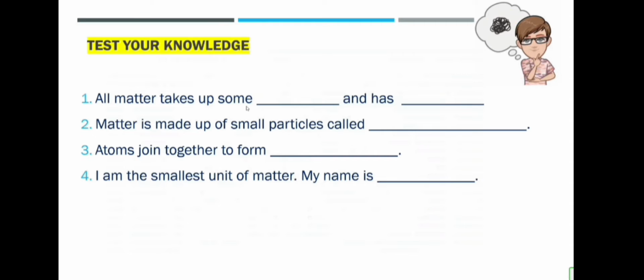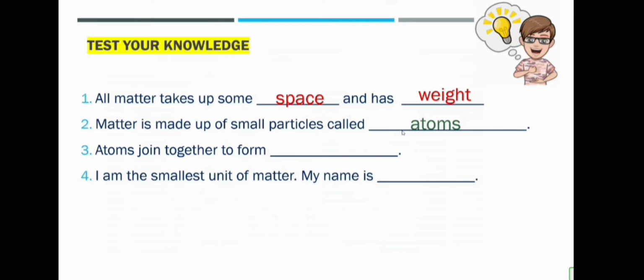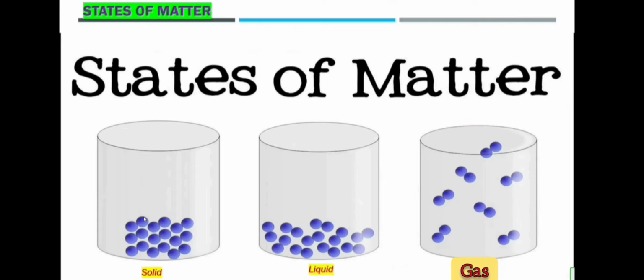Now let's check your knowledge. All matter takes up some space and has weight. Next, matter is made up of small particles called atoms. Next, atoms join together to form molecules. Next, I am the smallest unit of matter. My name is atom.